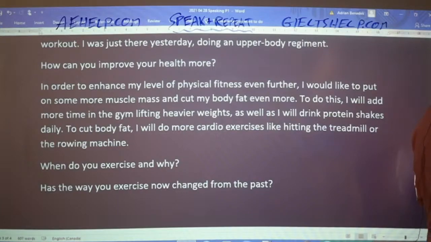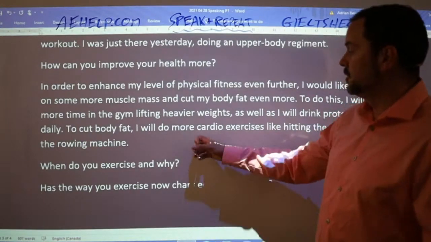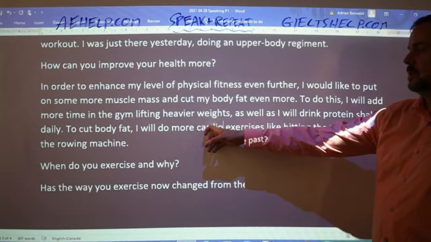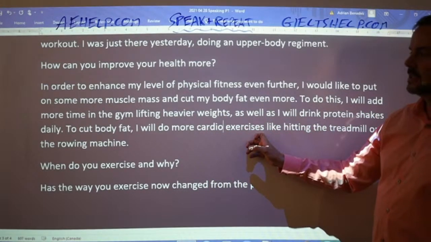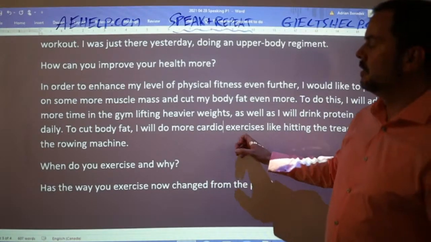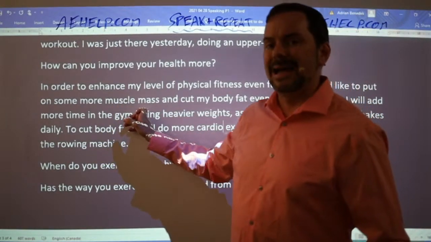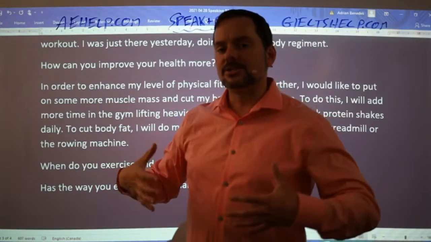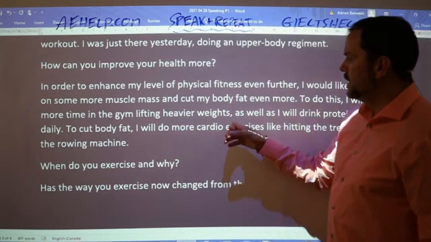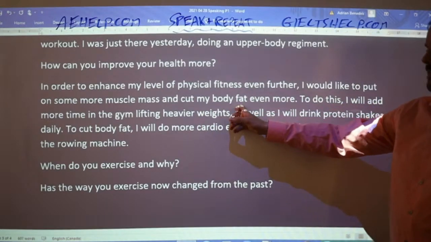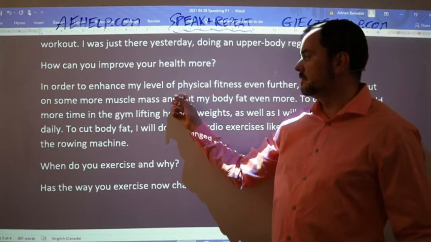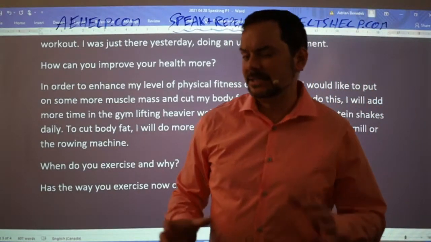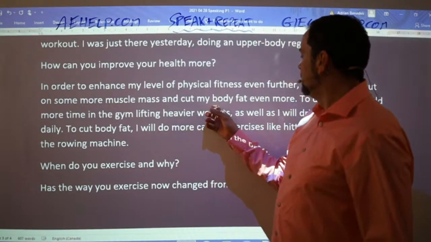Cardio exercises are exercises for the circulatory system, for the heart. Cardiovascular is the full word. Cardiovascular exercises. Notice how I use this word here, muscle mass. Muscle mass is your actual chunky, kind of bigger muscles that you build on your body. You cut body fat. Okay, notice the use of the verb cut in this context. So you cut your body fat. Sounds kind of bizarre, but that's the way it's used.